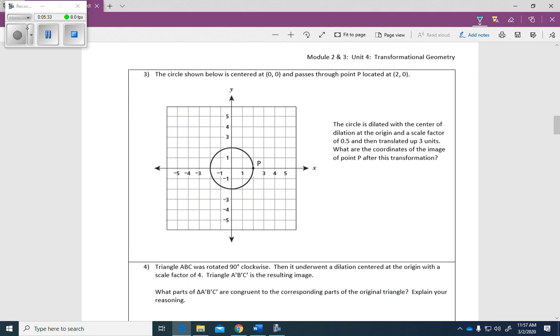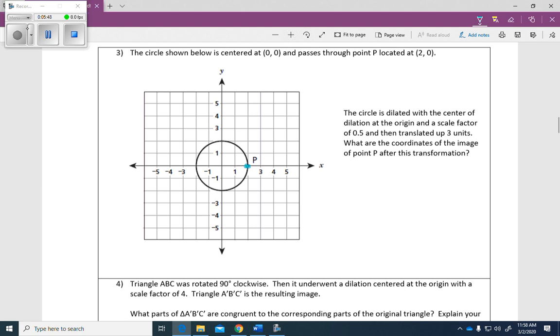Number 3, I think there is something about a circle like this on your test if I remember correctly. So there's a circle, it's centered at the origin, it passes through point P at 2, 0. Yep, I see it right here at 2, 0. The circle is dilated with a center of dilation at the origin.